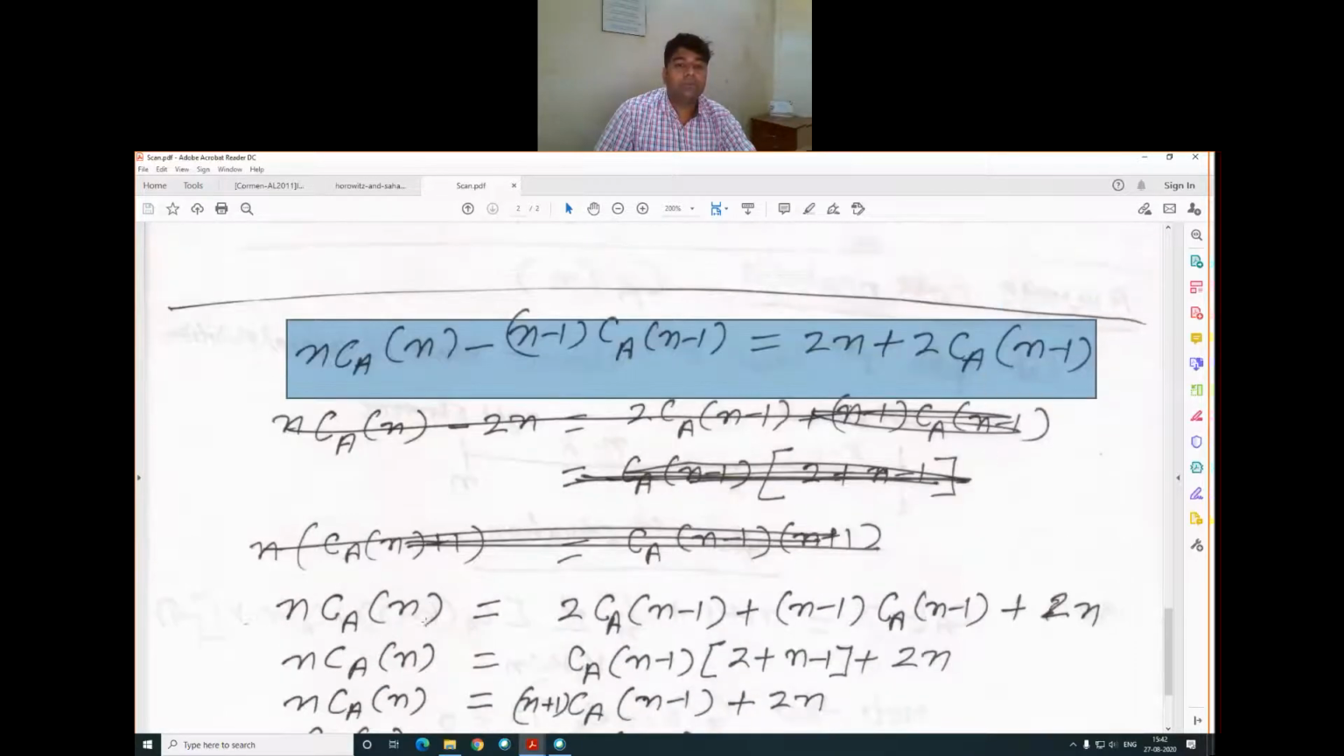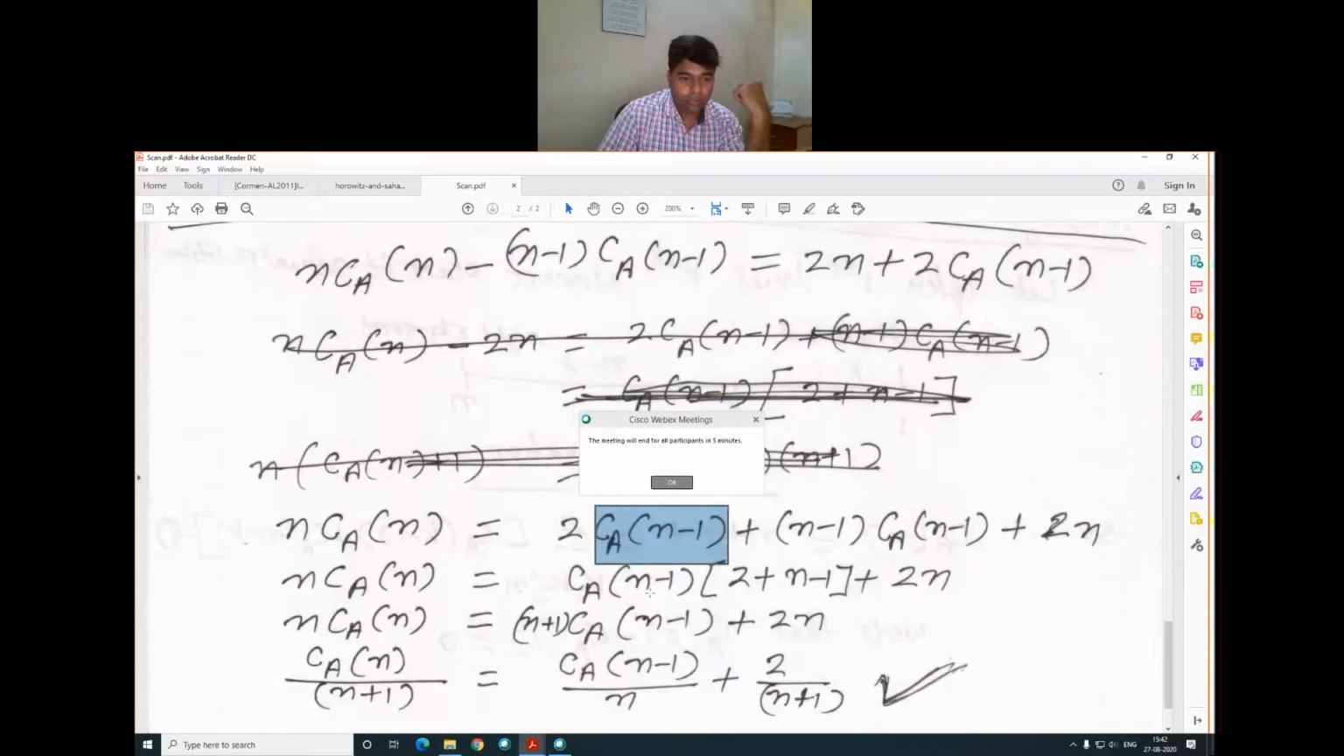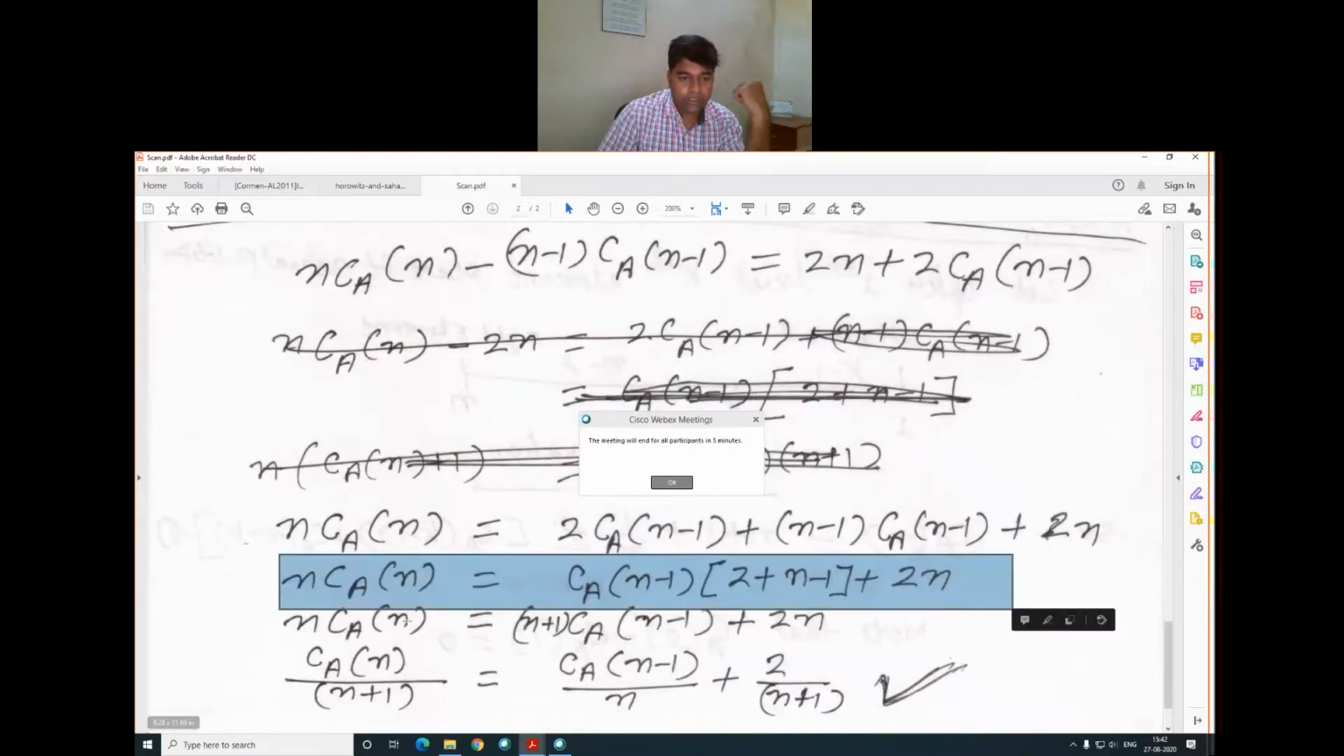So n C of a n minus n minus 1 C of a n minus 1. Then what we do is shuffle the equation from left to right. Then we get n C of a n, and this minus term we put on the right side of the equation and add, and find the common C of a n minus 1. Then we'll get only 2, and on the right side we have n minus 1 C of a n minus 1 plus 2n. So n C of a n is equal to C of a n minus 1.